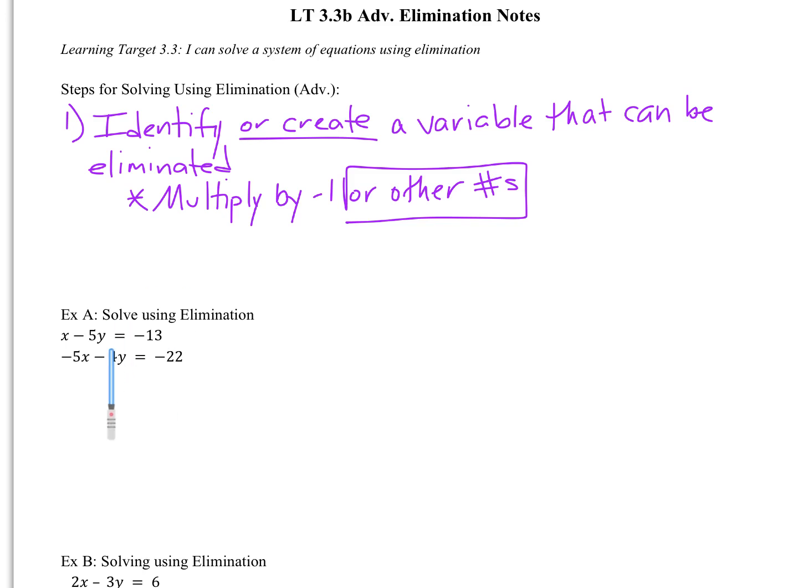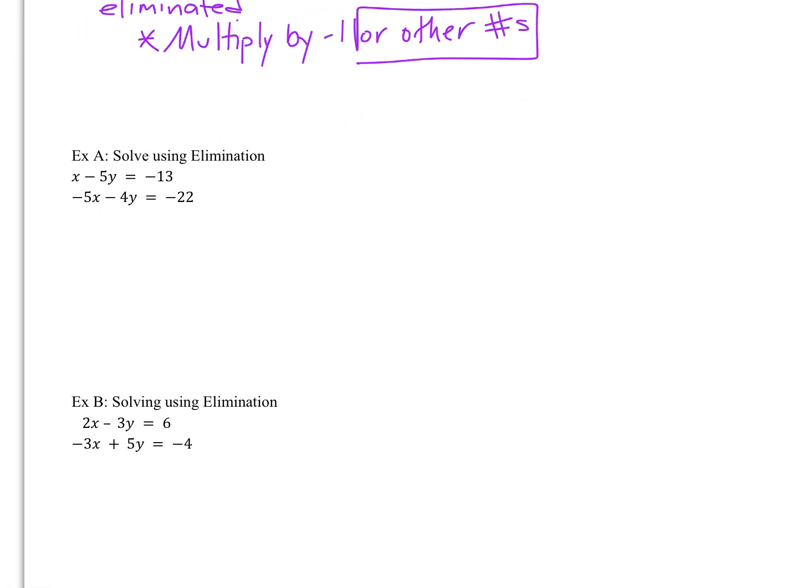So if we look at example A here for using elimination, it is nice that it's already got the x's first and the y's second. But if you notice, do I have anything that are exactly opposites of each other? Are the x's opposite or the y's opposite? No, right? So then I need to look for the easiest path to get one of the two of them to eliminate. I look at my x's and I go, okay, this x doesn't have anything next to it, which means it's pretty easy to manipulate. So x's are a good chance right now.